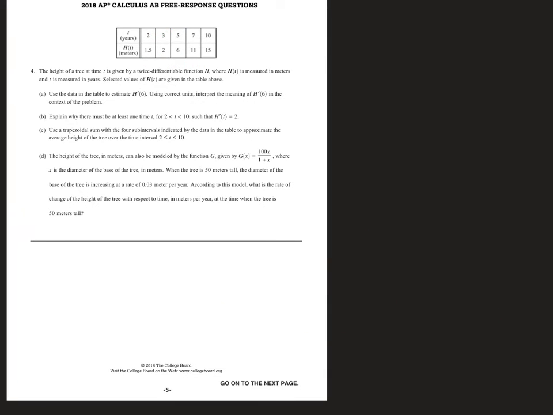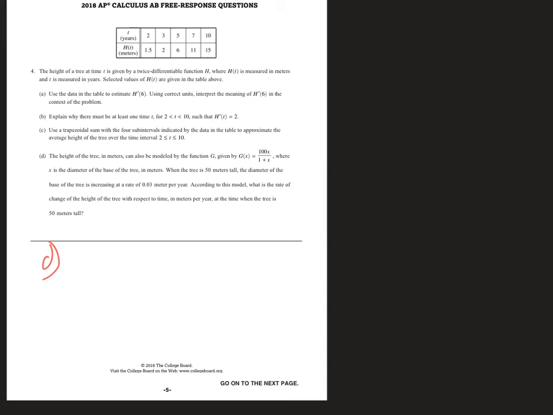All right, so in part D, they give us this new function that models the height of the tree. Before everything up to this point, we were using h to model the height of the tree. Now they're giving us this new function g, where the input is, instead of years, the diameter of the base of the tree.